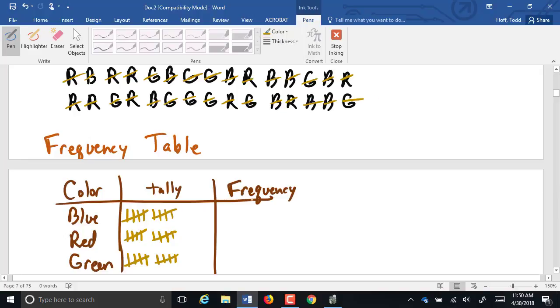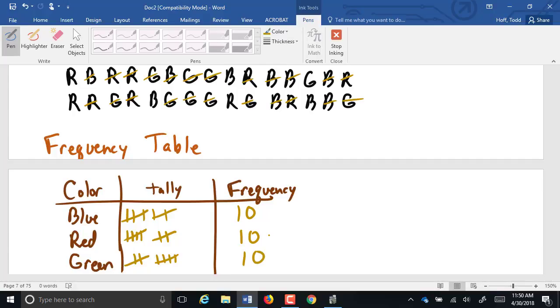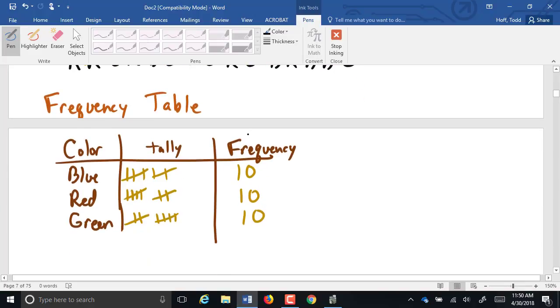You can see from those tallies that each of them occurred exactly 10 times. So looking at the raw data, most of you probably would never have guessed that they all occurred exactly the same number of times. So that's one of the purposes of organizing the data, is to make that possible.